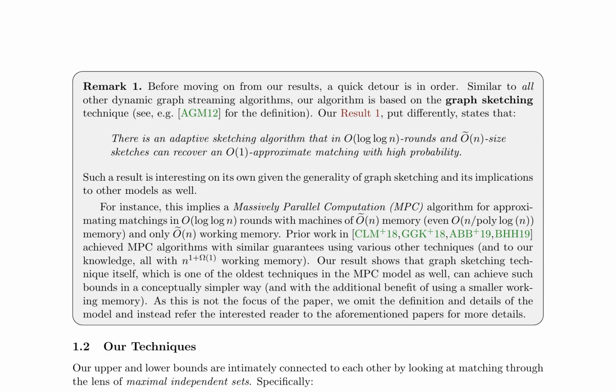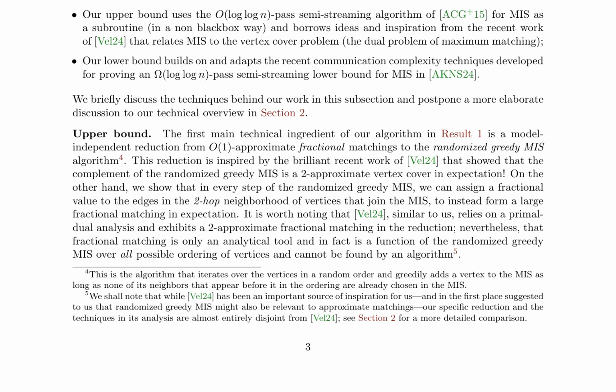A novel approach to dynamic graph streaming algorithms has been developed, leveraging graph sketching to achieve an O(1) approximate matching in O(log log n) rounds with n size sketches. This result implies a massively parallel computation (MPC) algorithm for approximating matchings in O(log log n) rounds, using machines of n memory and only n working memory. The approach utilizes the O(log log n) pass semistreaming algorithm for maximal independent sets (MIS) as a subroutine and draws inspiration from recent work relating MIS to the vertex cover problem.